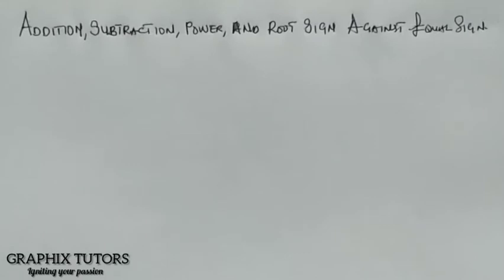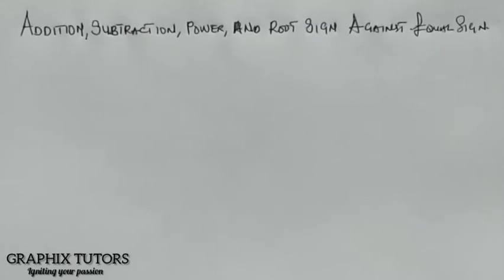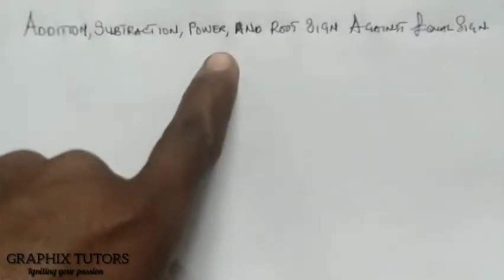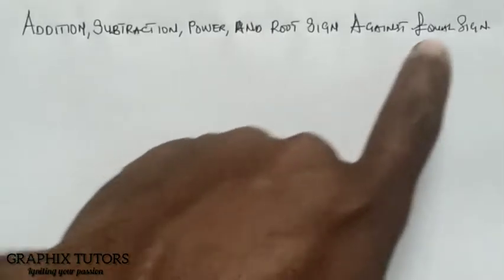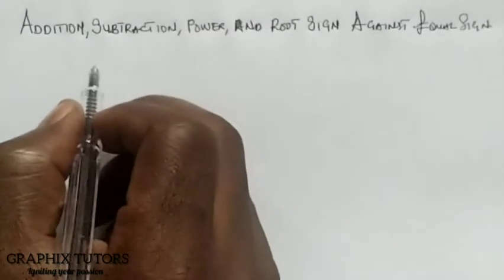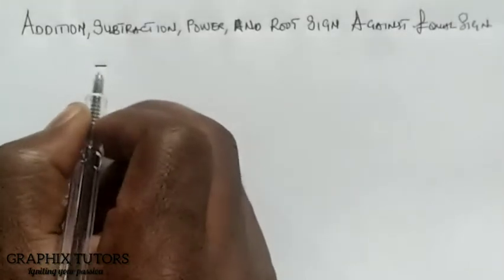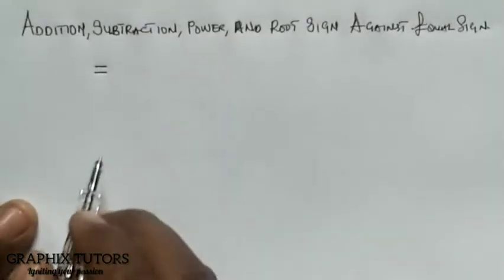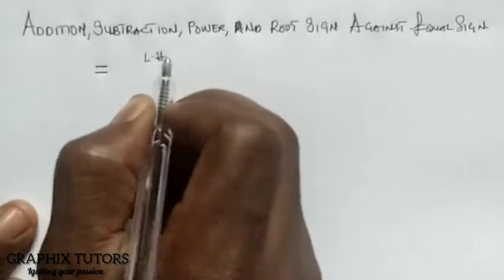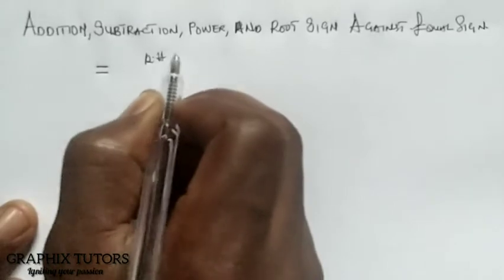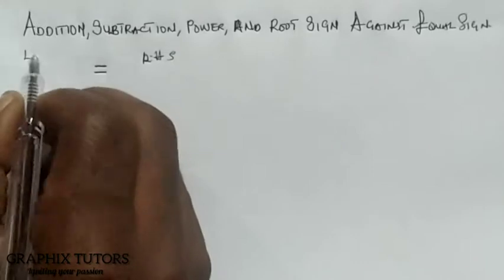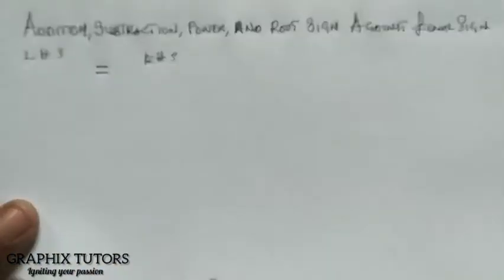Today we'll be looking at this concept: addition, subtraction, power, and root sign against the equal sign. Now we know very well that our equal sign is something like this, right? Whatever is on this side will be called the left hand side, and whatever falls on this side will be called the right hand side, right?